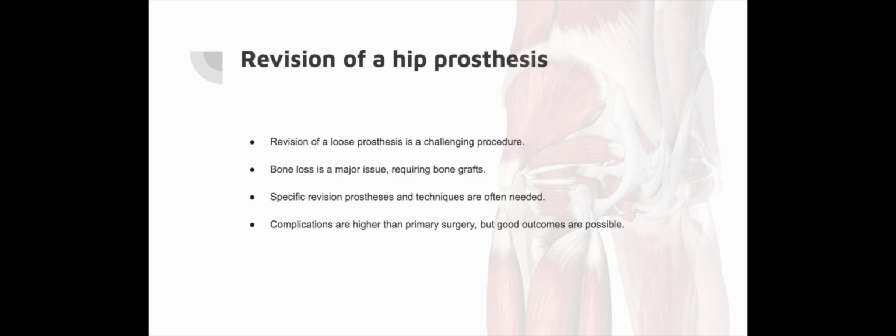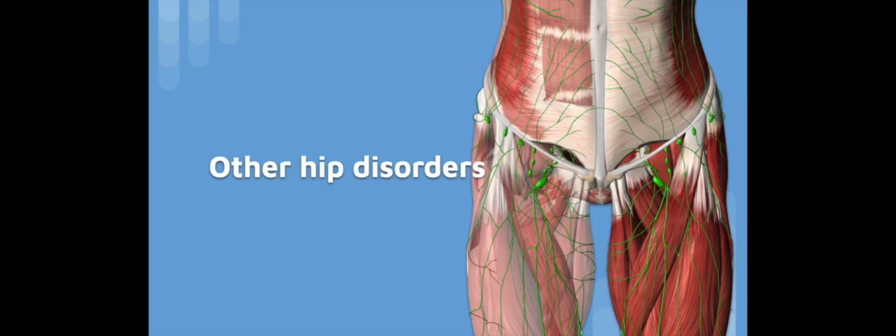As a rule, a bone transplant will therefore have to take place in addition to the replacement of a new prosthesis. In this way, a reasonable balance is achieved between the load-bearing capacity of the bone and the prosthesis. Specific revision prostheses and techniques are often required, and complication rates after revision surgery are higher, but with good technique, very adequate results can be achieved, although rarely as good as with a successful primary intervention.